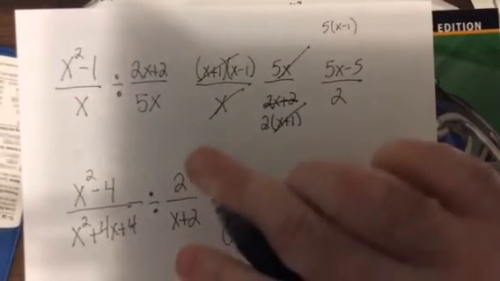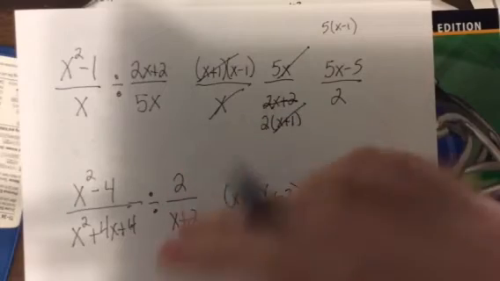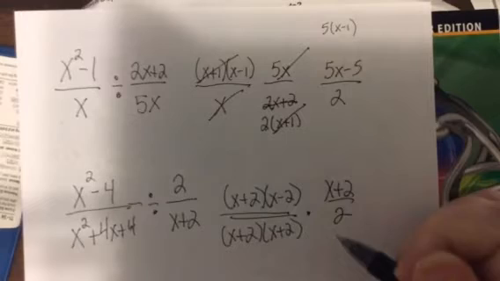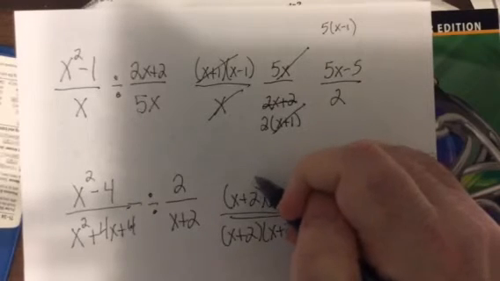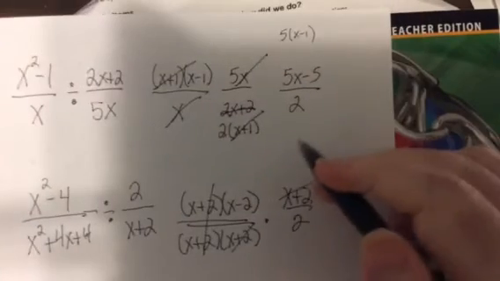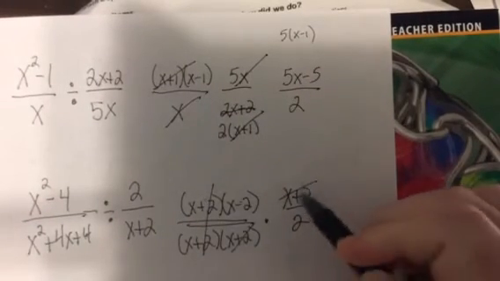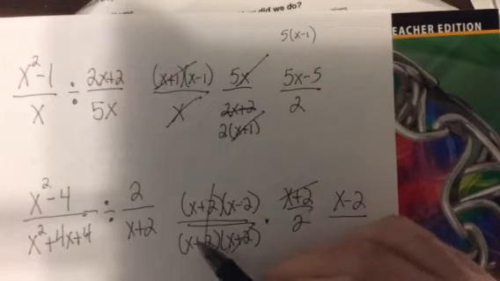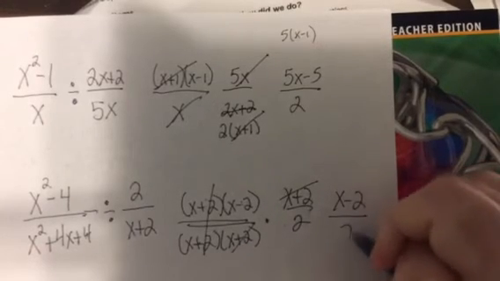Now we're going to flip, reciprocate, so it'd be x plus 2 over 2. So here we go, x plus 2's cancel. X plus 2's cancel. So now 1 times x minus 2 times 1 is x minus 2. 1 times 1 times 2 is 2.